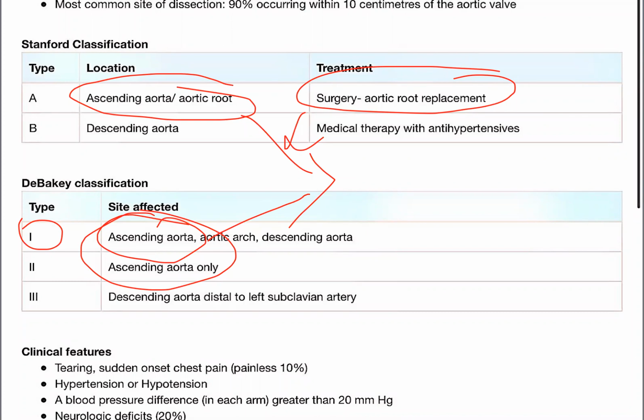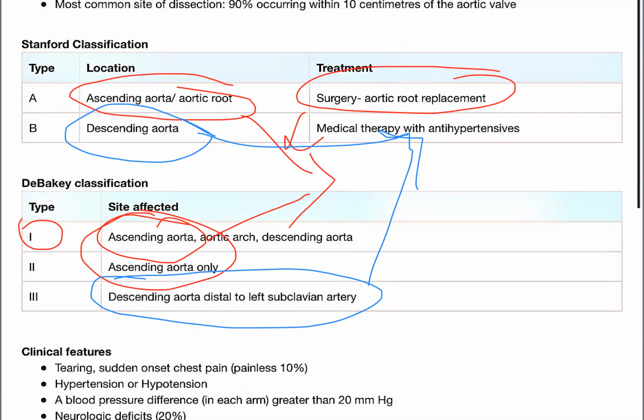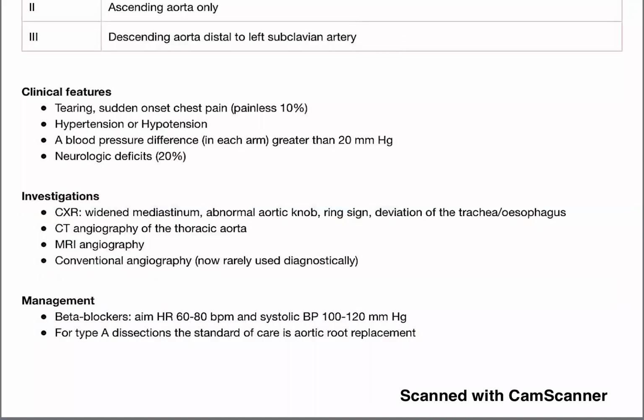Any dissection affecting the descending aorta, we will go for medical treatment with beta blockers. Any scenario mentioning Stanford A or DeBakey 1 or 2, which is affecting the ascending aorta, this will be aortic root replacement. But any scenario mentioning Stanford B or DeBakey 3, descending aorta, we will go for beta blockers.